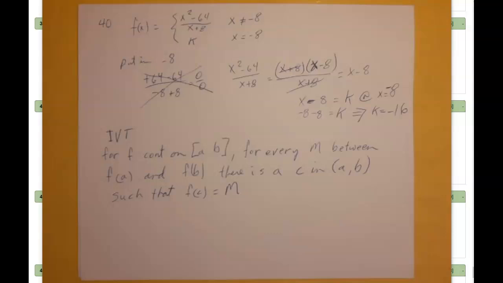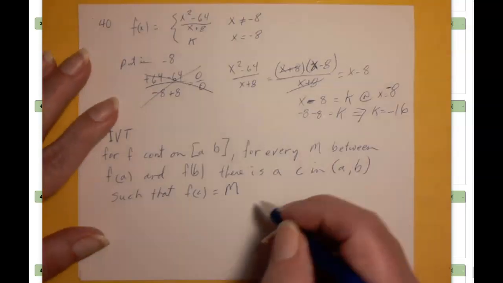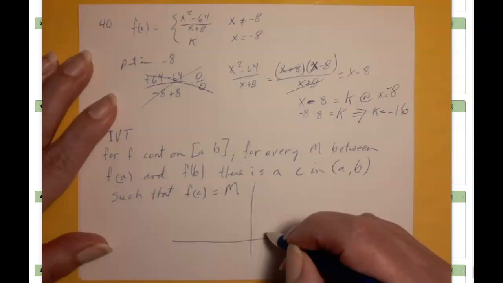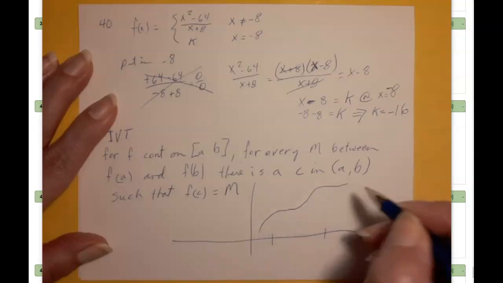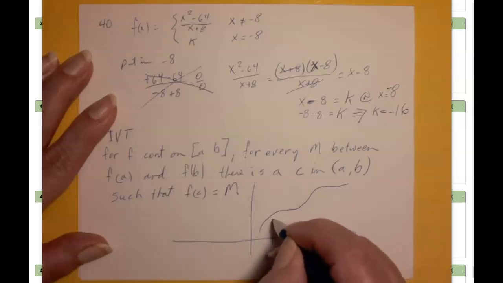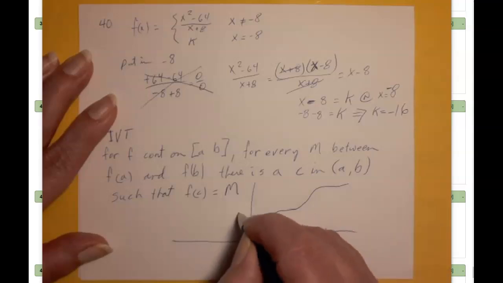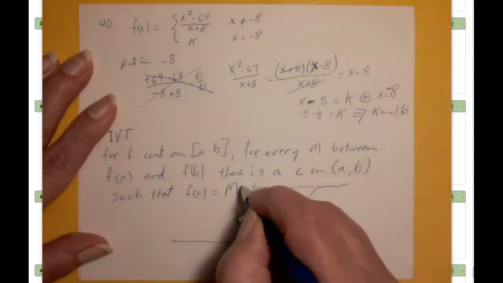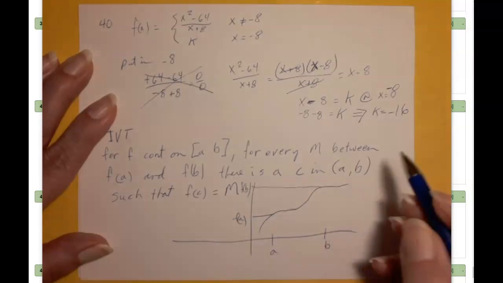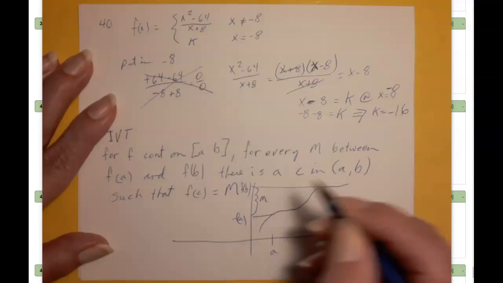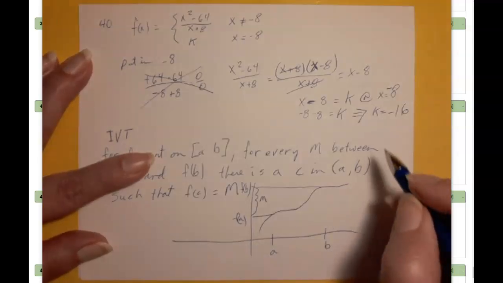For the next kind of problem, we have the intermediate value theorem that says for f continuous on [A, B], so that means that from A to B, f looks pretty good. No discontinuities. So this is A, this is B. This would be f of A, and this would be f of B. So for every m in here, between f of A and f of B, there's a c.